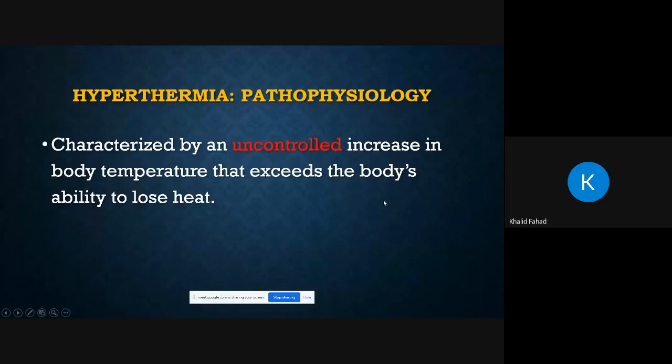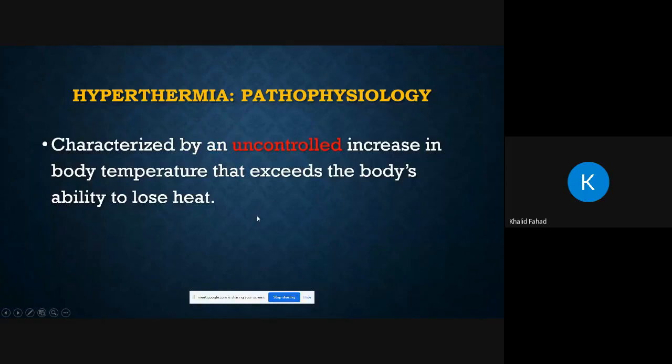occurs in infections, where the production of pyrogenic cytokines, for example interleukin-1 or interleukin-6, will increase the synthesis of prostaglandins in the hypothalamus, and it will reset the hypothalamic set point to a higher degree. So it will result in shivering, excess body heat production by the muscles, and the patient will feel cold and try to conserve heat by using excessive blankets. So all of this process is controlled, while in hyperthermia it is uncontrolled due to excess environmental heat.